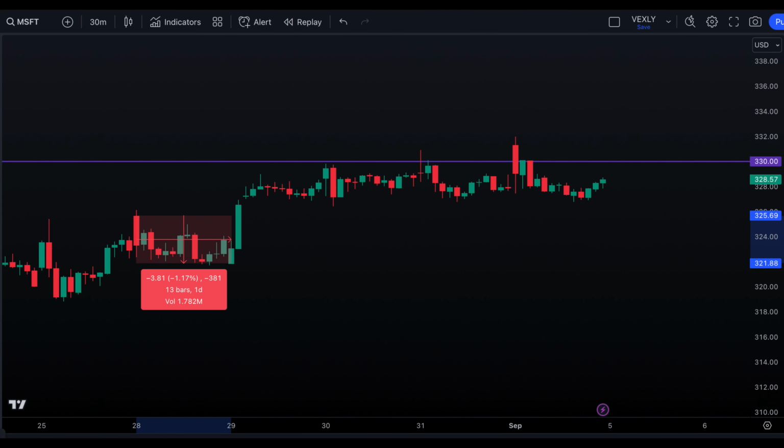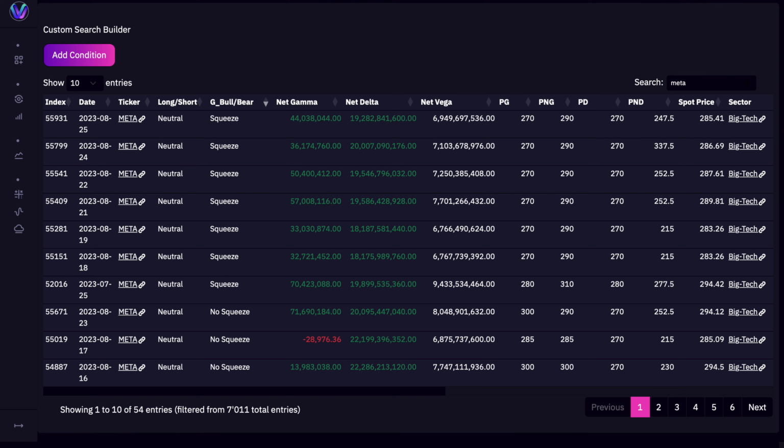If you shorted from Monday's open down to low of week, Microsoft was down 1.17%. Then you could have longed it back up to 330, where, like we stated, we would have some resistance based on positioning. For our second idea, we liked Meta as a long this week.